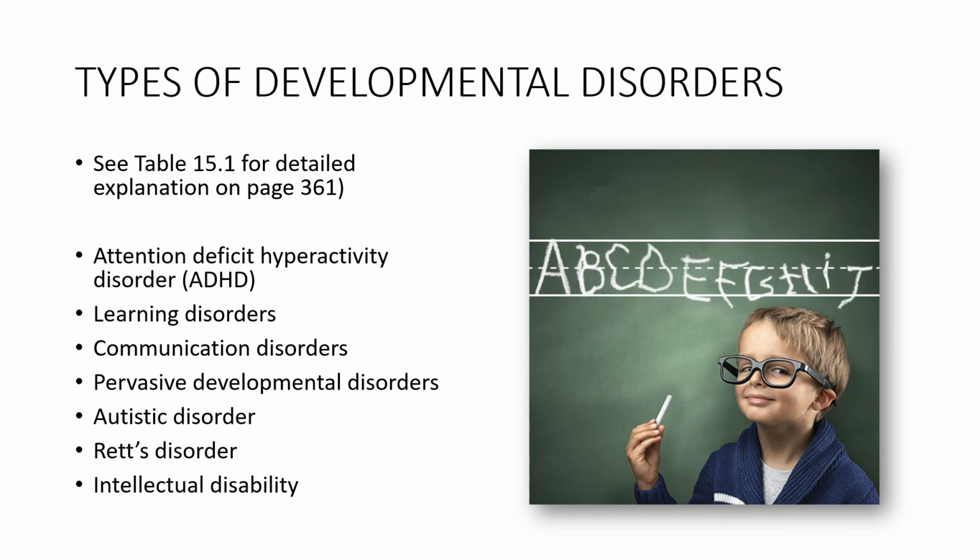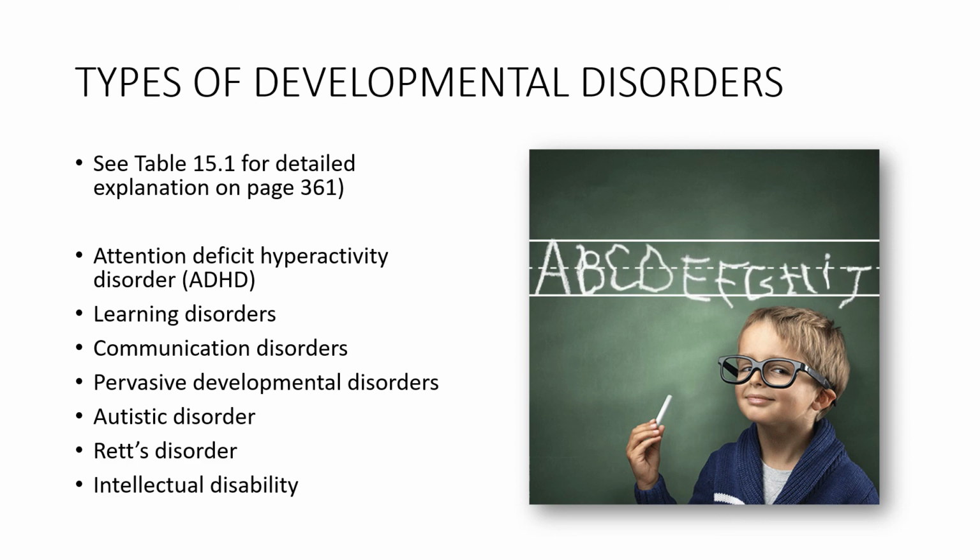Types of developmental disorders. See Table 15.1 for detailed explanation on page 361. So these are common disabilities that exist, and I just want you to know them. If you are not familiar with any of these, please look in the book because it actually gives you a description of each of those things.